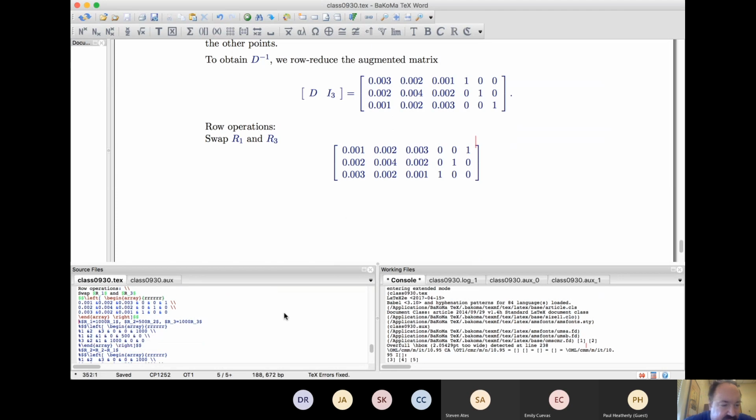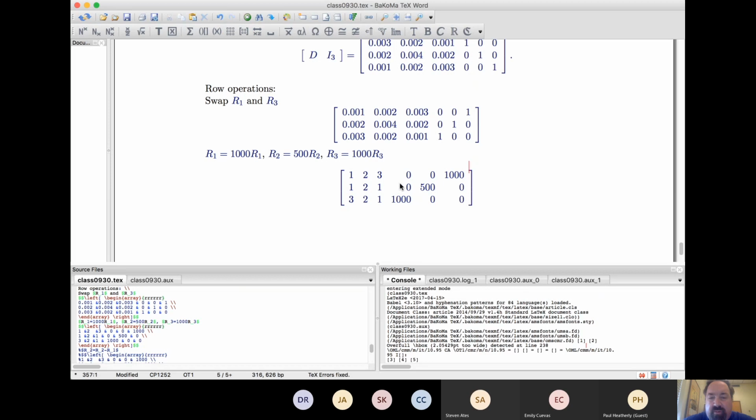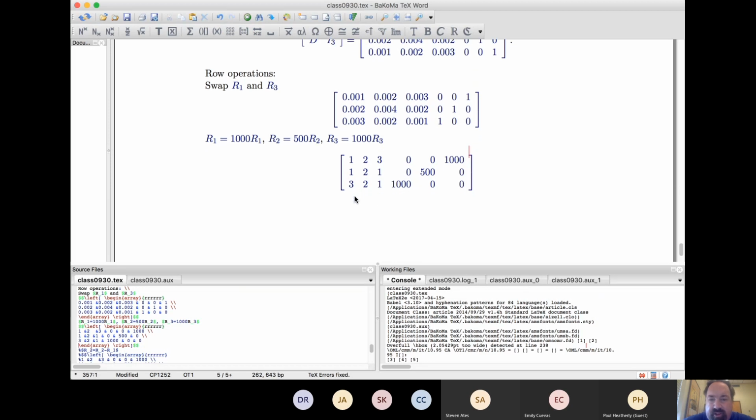Then I'll do some scaling to get nicer numbers. I'm going to multiply the first row by 1,000, the second row by 500, and the third row also by 1,000. That will give me all integers in these entries over here. Well, it'll give me integers throughout. It'll just give me pretty large numbers over here, but that's okay. So now I can perform further row operations using integers.